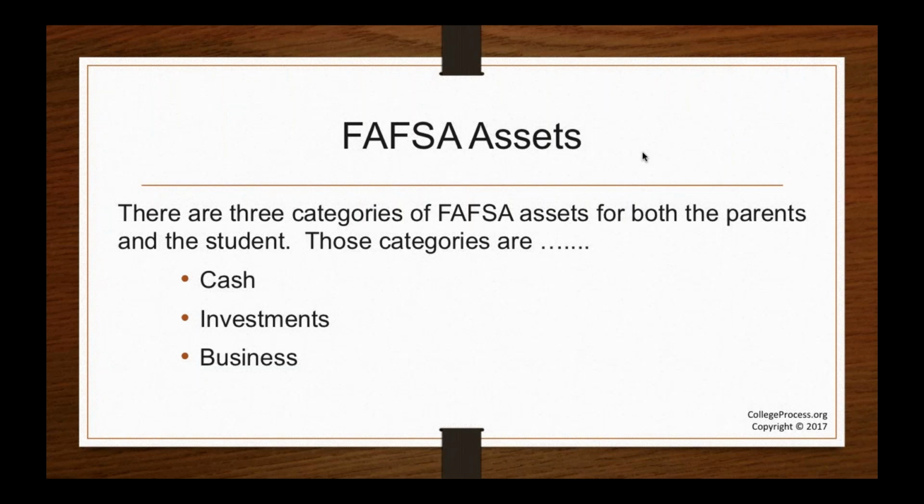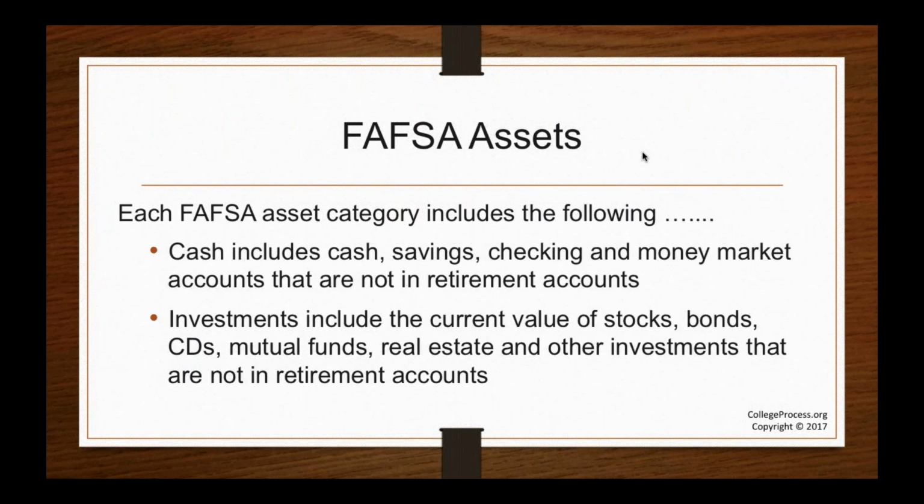Now let's break those down individually and let's see what falls under each one of those categories. If we look at cash, obviously it's going to include cash or a savings or checking account or a money market account. Any account that is cash that is not in a retirement account is going to be reported under this line. Now, investments are going to include the current value of stocks, bonds, CDs, mutual funds, real estate, and other investments. And again, these investments are not in a retirement account. So again, those are the primary ones you're going to be involved with.